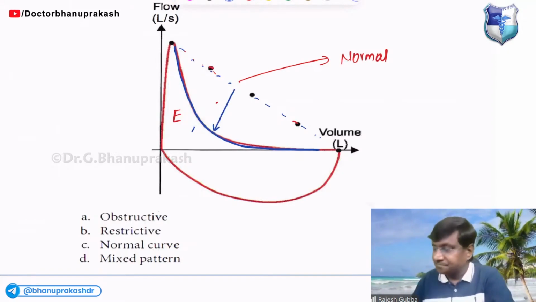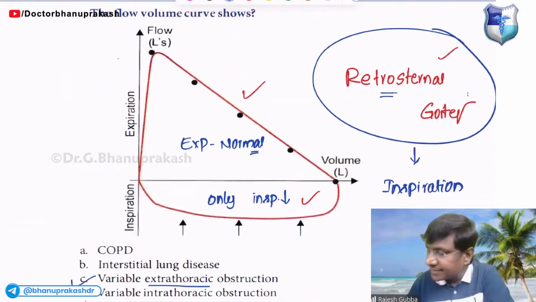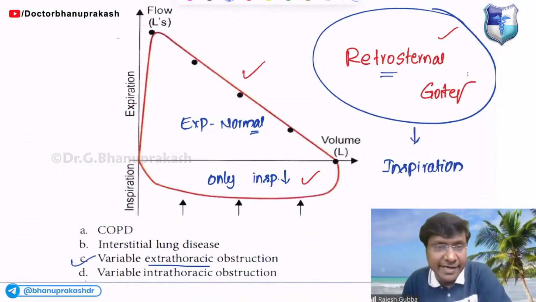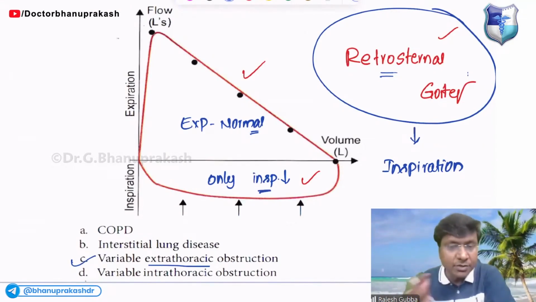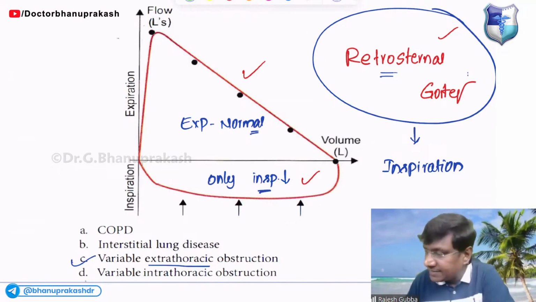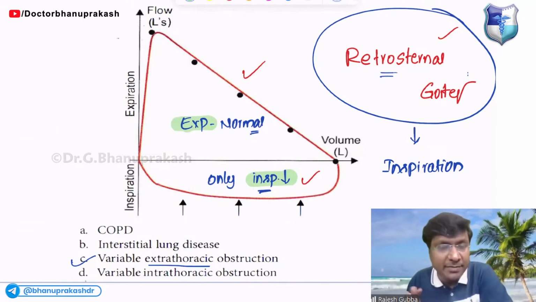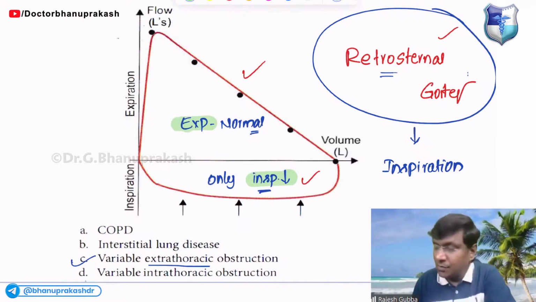All right. Then, in patients with retrosternal goiter, the inspiratory component will be reduced. Only the inspiratory component will be reduced, whereas the expiratory component will remain normal. That is in a patient with retrosternal goiter.